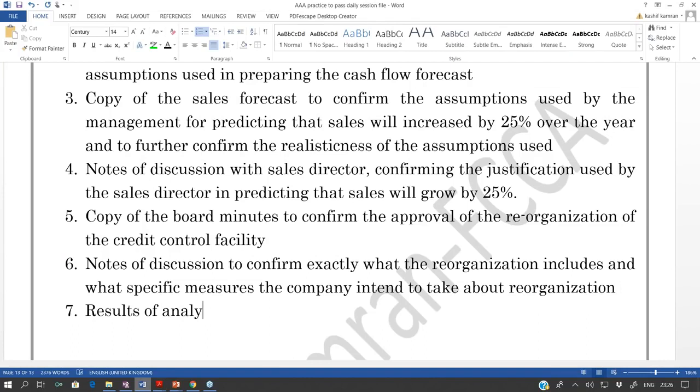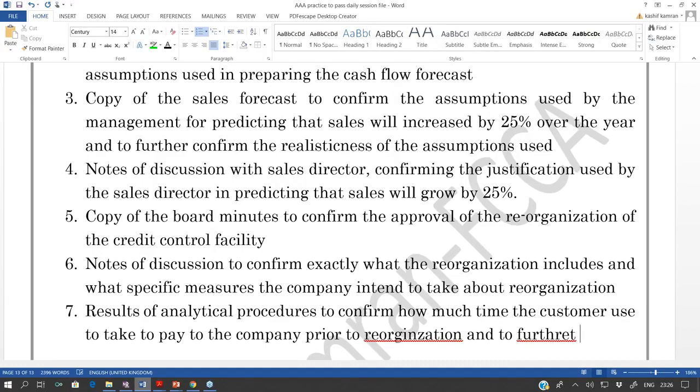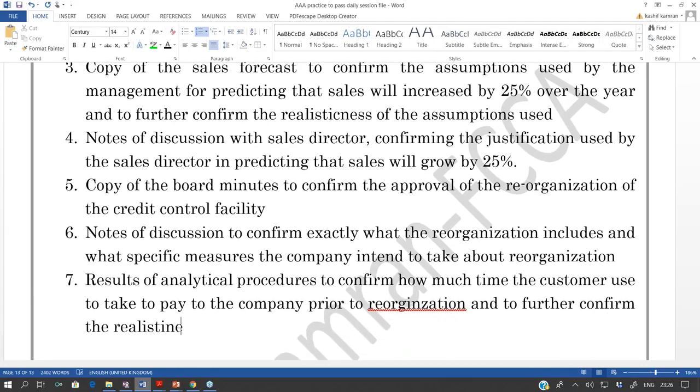Results of analytical procedures to confirm how much time the customers used to take to pay the company prior to the reorganization, and to further confirm the realisticness of 60 days.